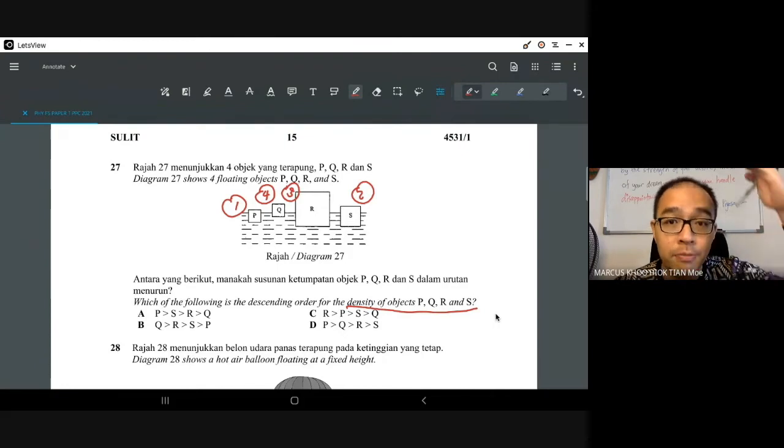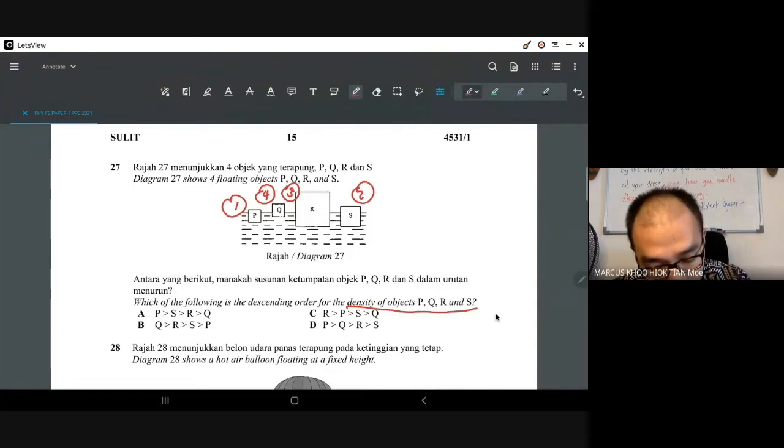P is mostly in the water, so this is very dense. There is not enough upthrust to push it up lah. Q is like sikit saja di bawah air ni kan. Look at the amount of it that is in the water. Kalau kita tengok dari segi peratus lah, we don't look at the size. We just look at how much of it is in the water. So PSRQ would be the only logical one.